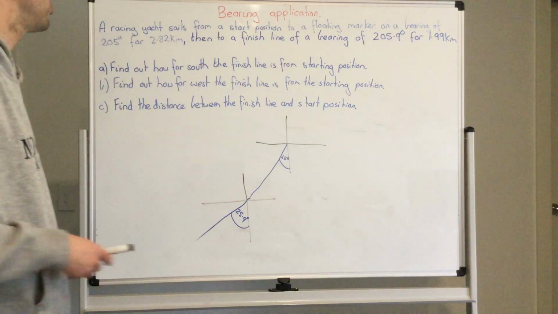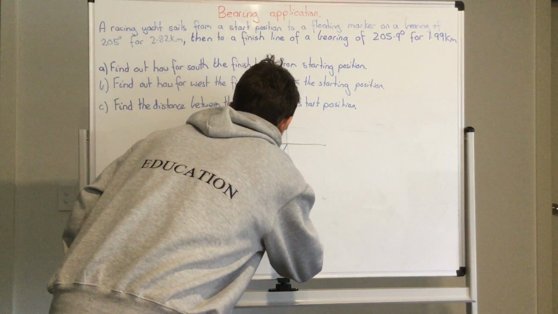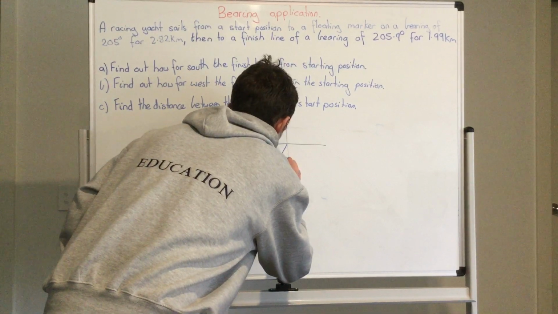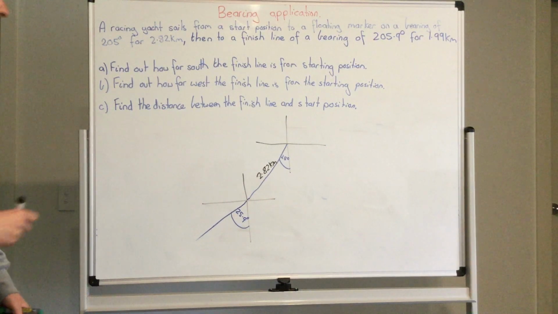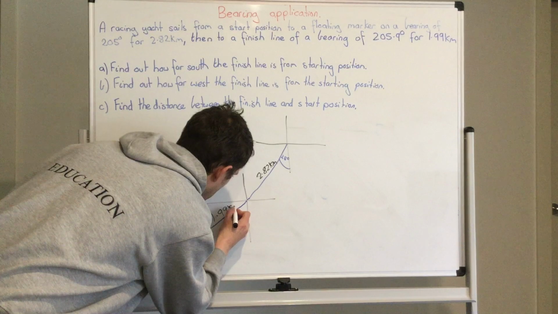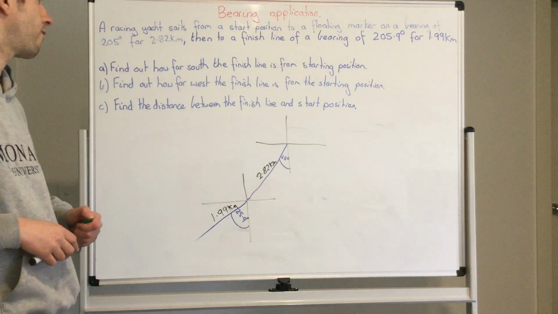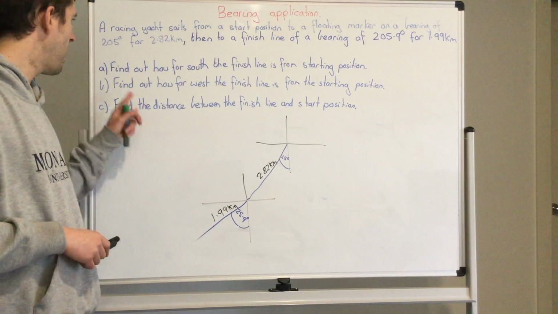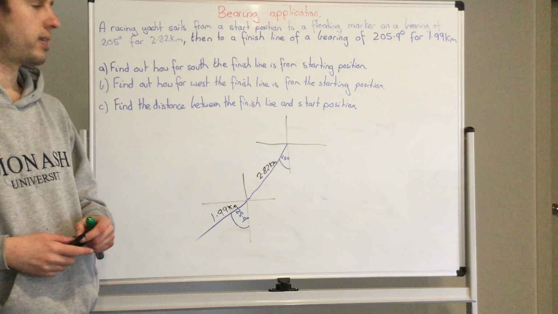Let's put our information on. First part was 2.82 kilometers. The second part I travelled was 1.99 kilometers. Okay. Now it says find out how far south the finish line is from the starting position, and find out how far west the finish line is from the starting position.